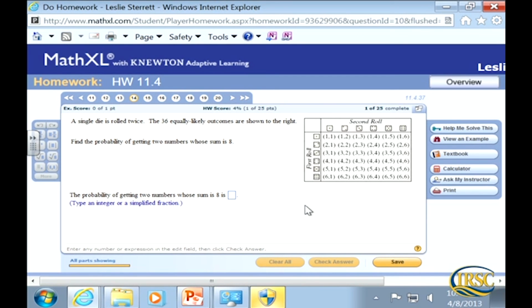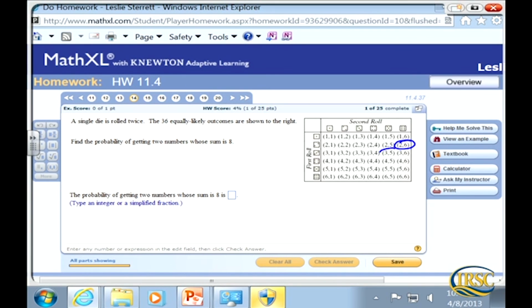It says find the probability of getting two numbers whose sum is 8. Okay, which combinations give you a sum of 8? Okay, so 2 and 6, 3 and 5, 4 and 4, 5 and 3, and 6 and 2. Nice little pattern that you might notice here when you're looking for a sum of two numbers. All right, so how many times does this happen? 5 out of how many total possible outcomes? 36. Does this reduce? No. So you put in your answer as 5 over 36.